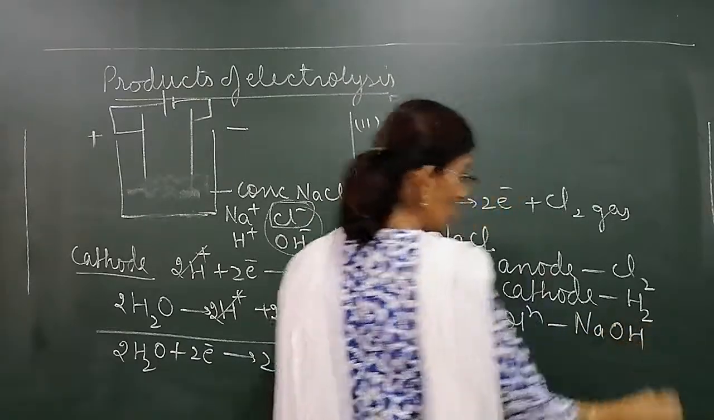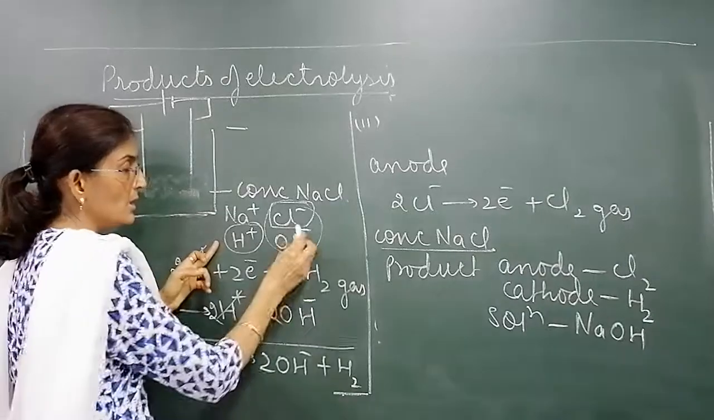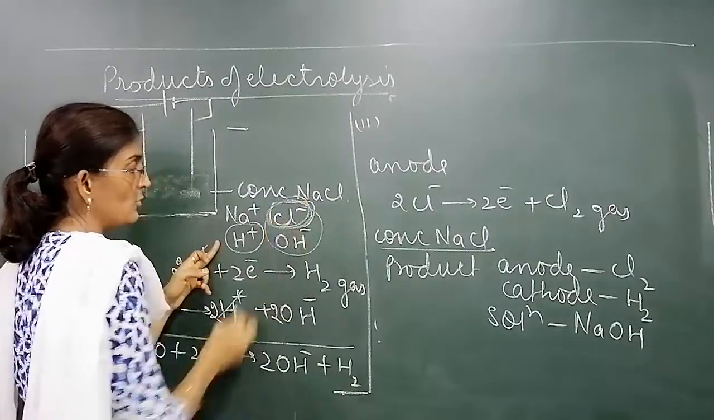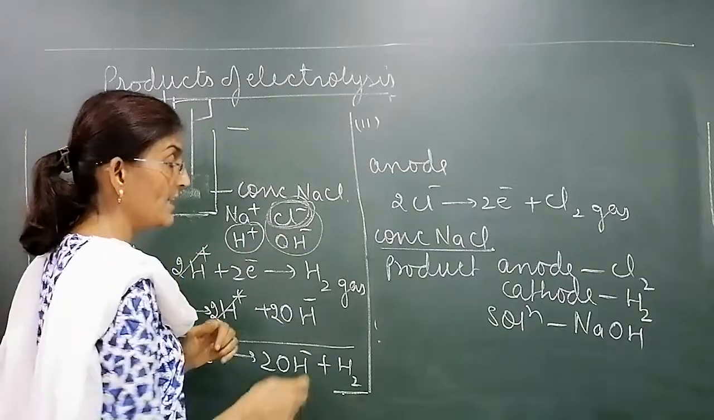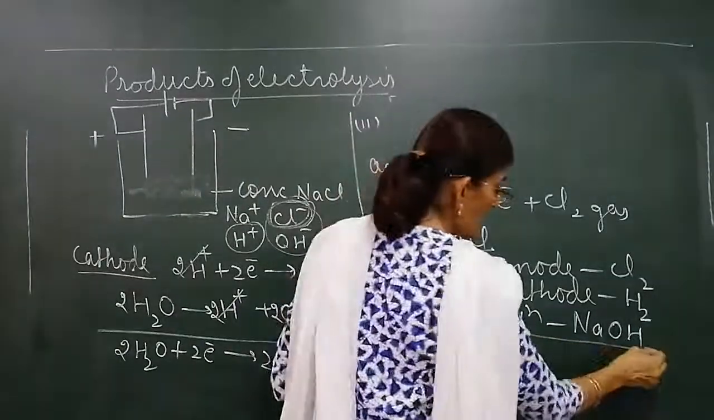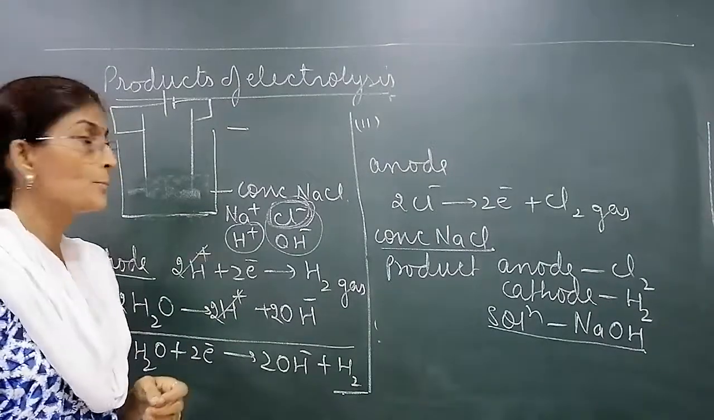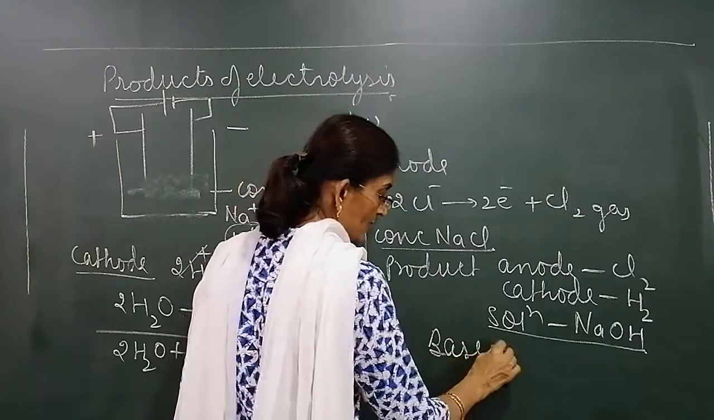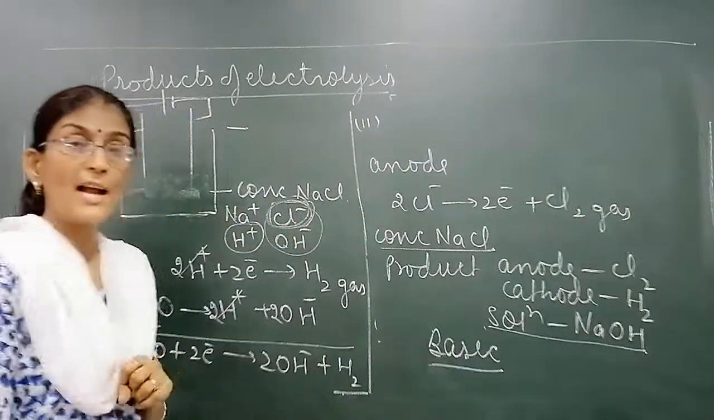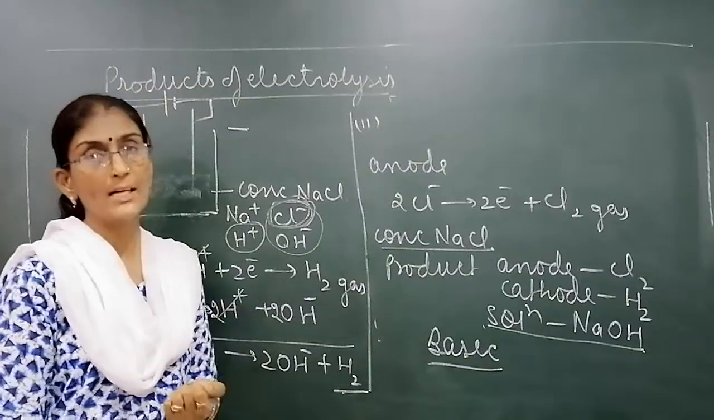Where did sodium hydroxide come from? Hydrogen ions will move and discharge at the cathode, chlorine will move and discharge at the anode. Which ions are left? Na plus and OH minus. They remain in the solution and form sodium hydroxide. Due to formation of sodium hydroxide, the solution becomes basic after electrolysis. If we add phenolphthalein to it, the color will change to pink.